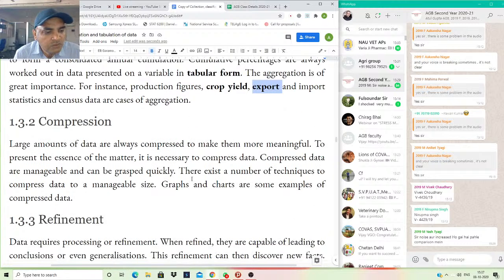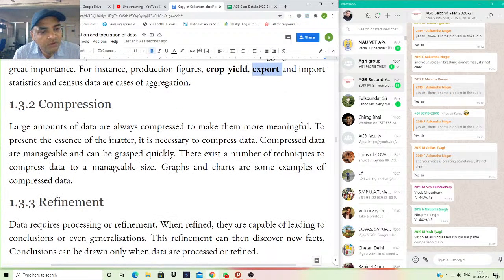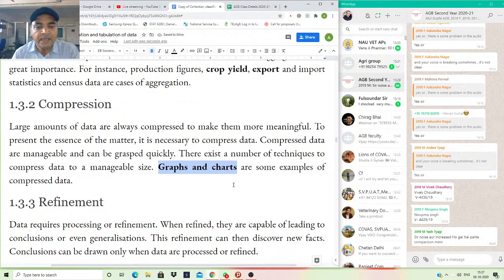Then comes your compression. Large amounts of data are always compressed to make them more meaningful, and to present the essence of the matter, it is necessary to compress data. Compressed data are manageable and can be grasped quickly. It is a simple technique: from a major chunk of data, you can make some graphs, charts or tables so that this compressed data can easily be understood by its audience.